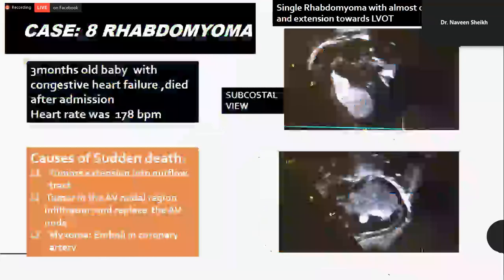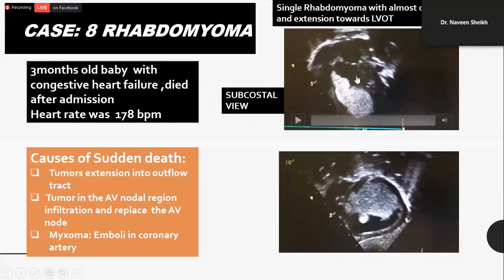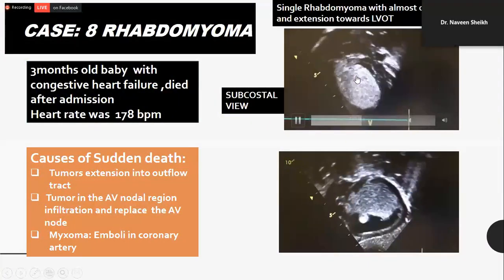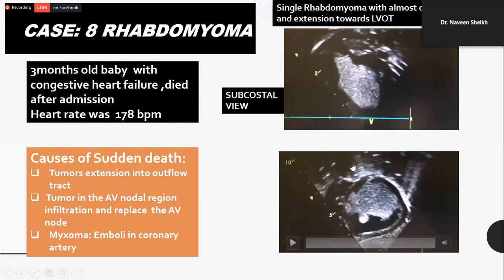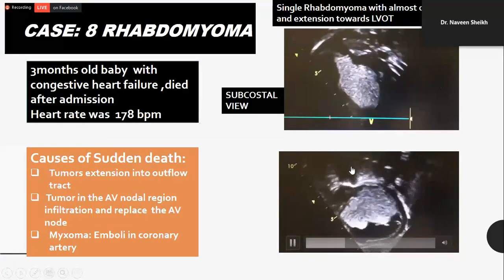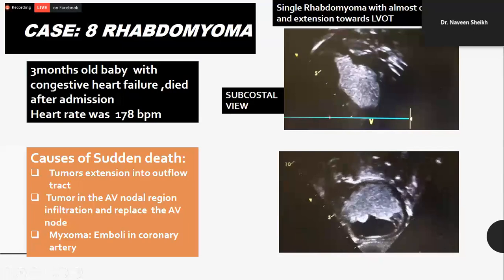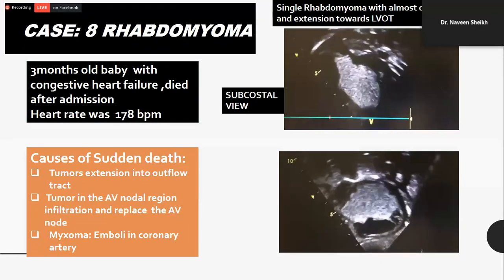My next case is rhabdomyoma in a small baby. She came with congestive heart failure. She died immediately after admission. The cause of sudden death in rhabdomyoma, it is present also in adult cases. If the rhabdomyoma extends into the LVOT, then in that case there will be sudden death.